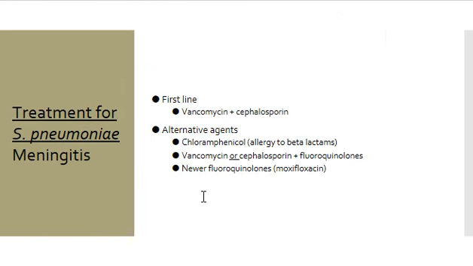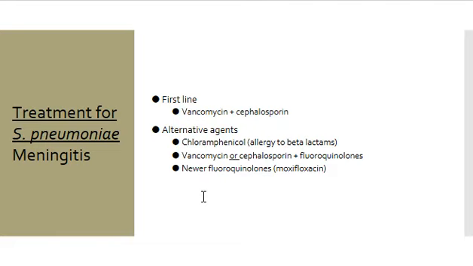S. pneumoniae can also produce meningitis, of course, and we had talked about meningitis previously, but I think this is a good time to review it because it's the same bug. So the first line therapy typically for meningitis is vancomycin plus cephalosporin. There are alternative agents, 3 of which are listed there. Remember, of course, vancomycin is also a cell wall inhibitor.